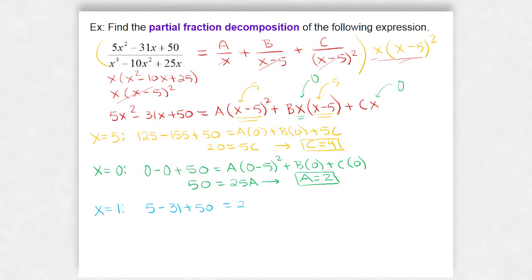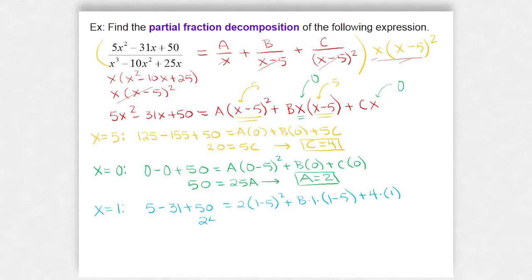And on the right side, I have a, and I know what a is. A is 2. So I have 2 times 1 minus 5 squared. And then I have b, which I still don't know, times 1 minus 5, plus c, and I know what c is. C is what? C is 4, and then I have 4 times 1. Well, I can do this calculation pretty quick. 55 minus 31 is what?